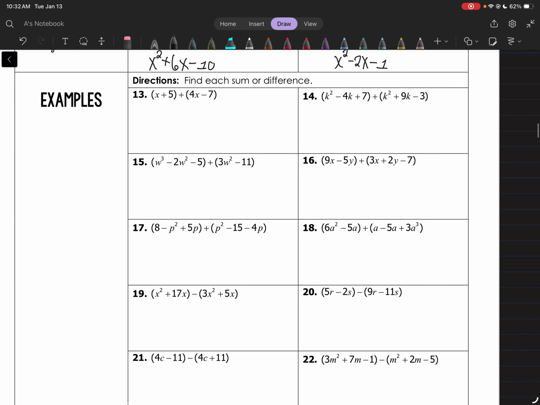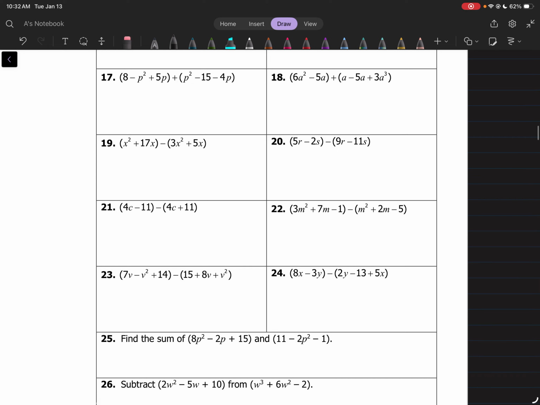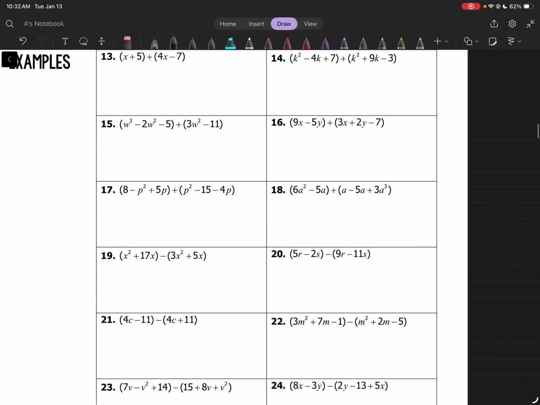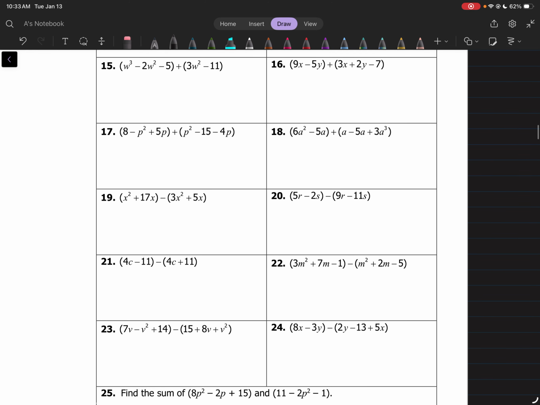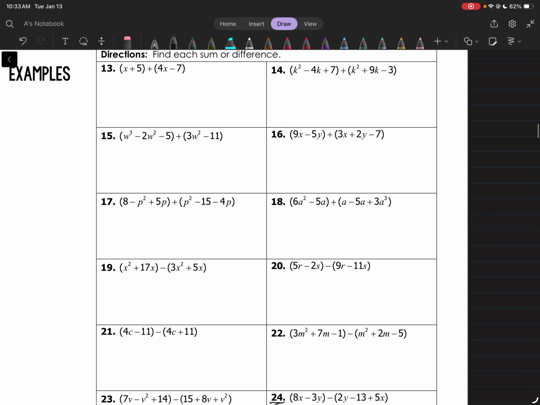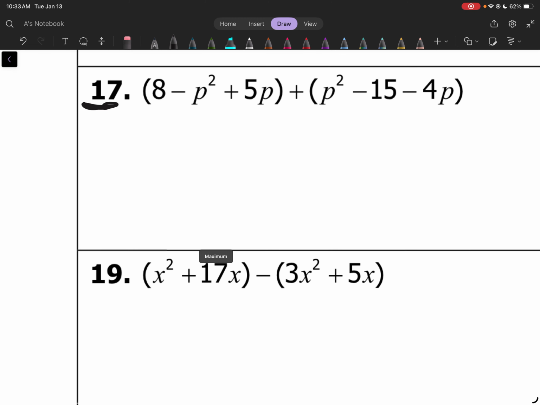For these problems, it says find the sum or difference. I'm going to do 2 of these, and then I'll let you try them. I'm going to do 24, and I'm going to do 17. Now let's do 16. No, we're doing 17. I think it'll be better to let you try 16.